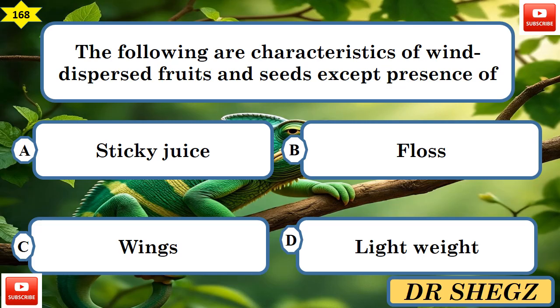The following are characteristics of wind dispersed fruits and seeds except presence of. So our answer is sticky juice.